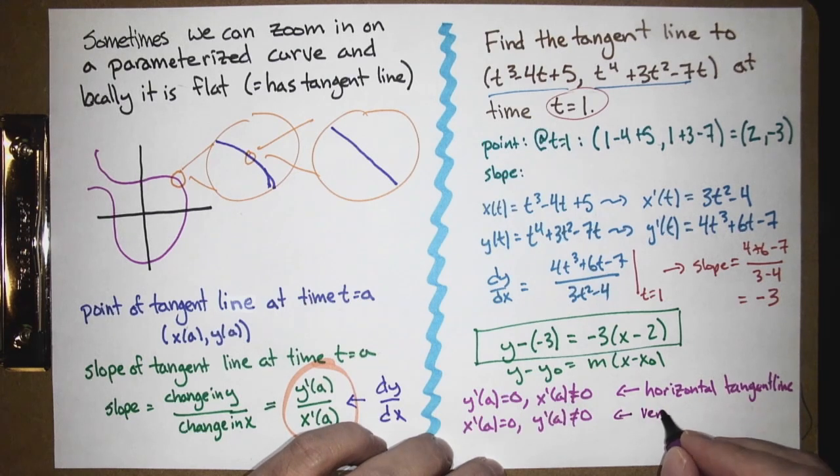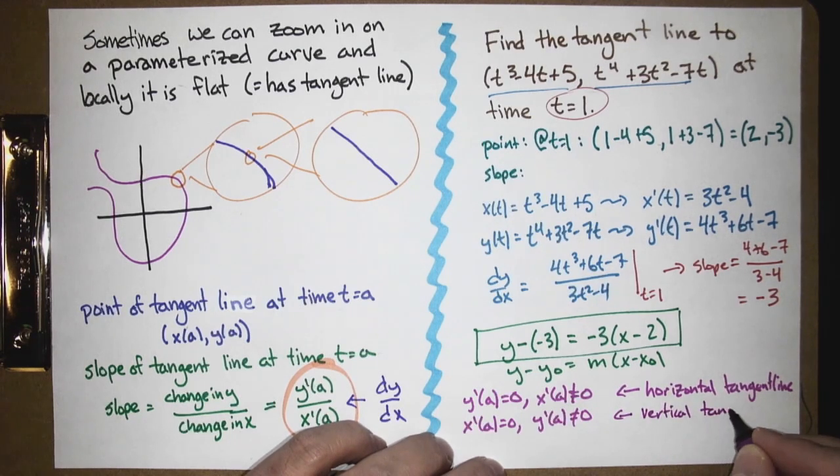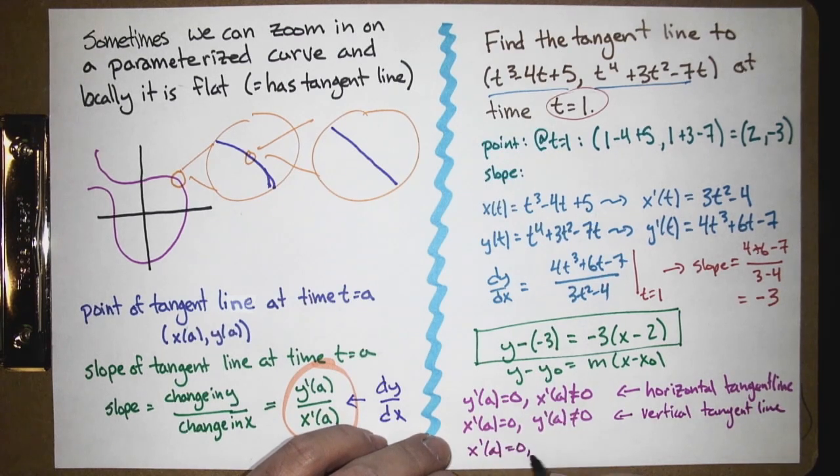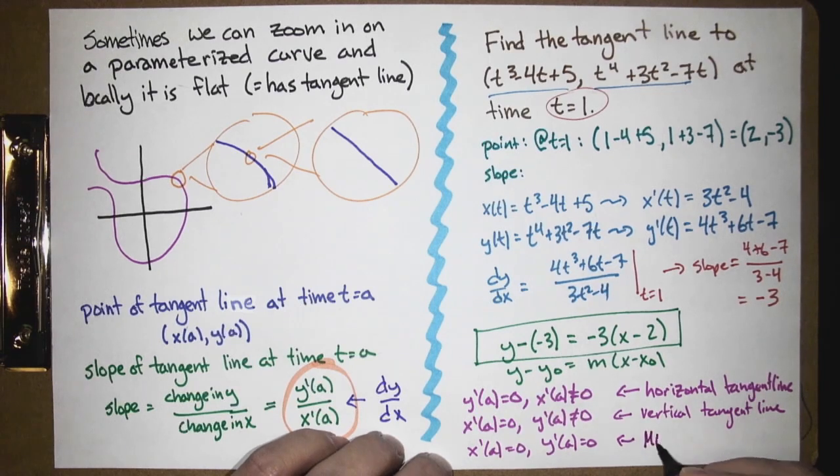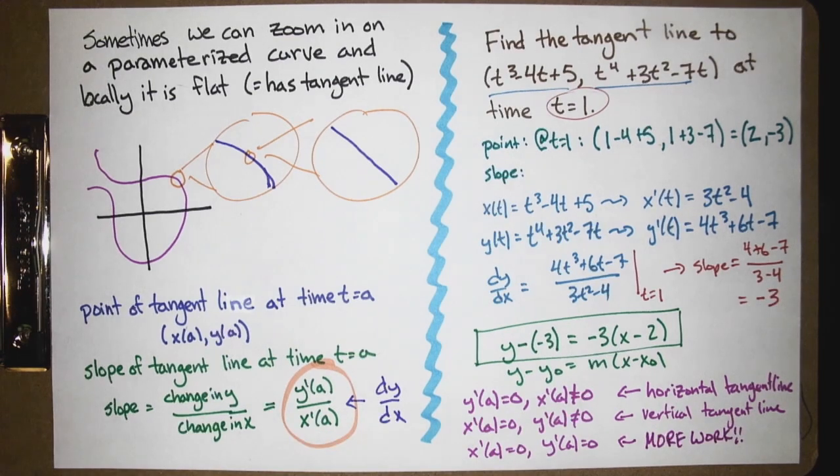So if you're looking for vertical tangent lines, you set the x prime term equal to 0. What if x prime of a is 0 and y prime of a is 0? Then what does that mean? Zero over zero means more work. You're not able to make any conclusion. Oftentimes when that happens, there's a cusp coming into play. But that's a story for a different time.